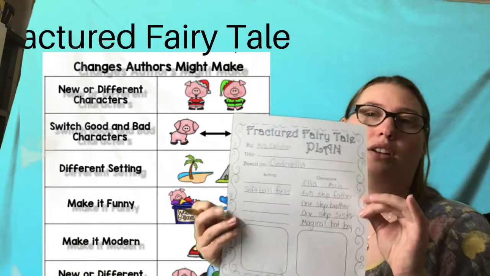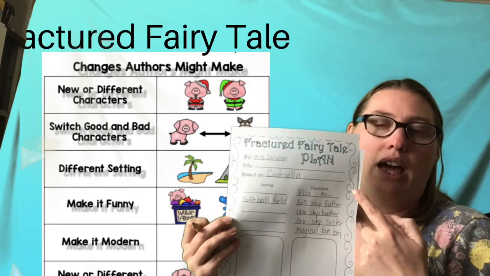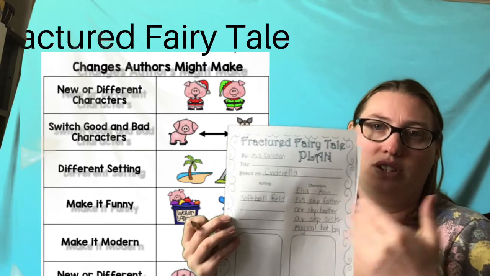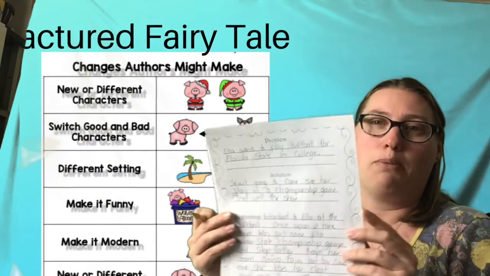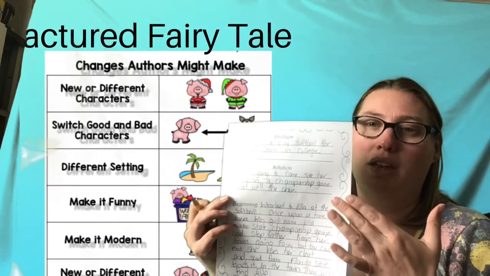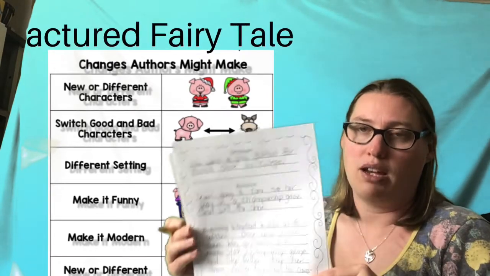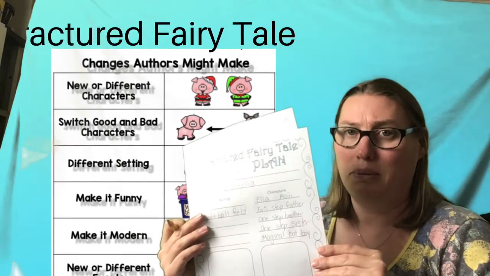So I started with the fairy tale that I know really well, Cinderella. And then I thought about the characters and the setting, and I changed it to how I want to write my story. And then I came up with the problem and the solution for my story, and then I came up with what would happen at the beginning, what would happen at the middle, and what would happen at the end. Okay? Now, this is just a guide to help you.